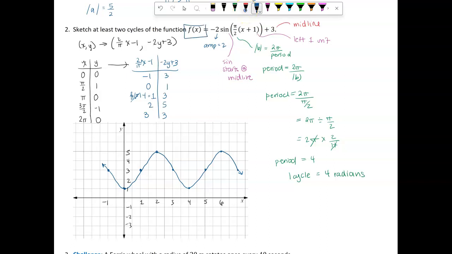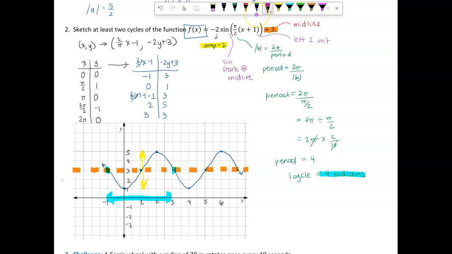Okay? And if we can check, we can see that the amplitude is 2, as we mentioned over here. We'll see that the b value of the period is 4 radians. So if we start here and we end here, this should be 4 radians, which it is. And then our midline is now at 3, and that is true. So there's our midline.